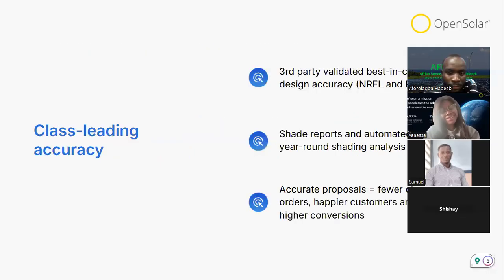Next slide. So as I said, we have class-leading accuracy, third-party validated best-in-class design accuracy. We have the shade reports that will give you a very nice year-round shading, and then the accurate proposals. This is all as soon as you set up your account as it should be. It should be very accurate, and if not, like I said earlier, you can always reach out to us, the support team, or one of the ProX members like me to help you to set up your account.